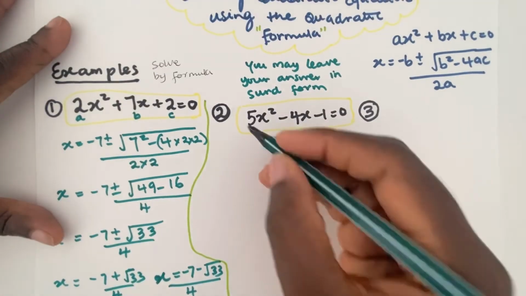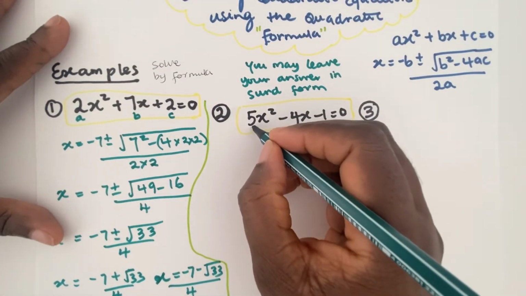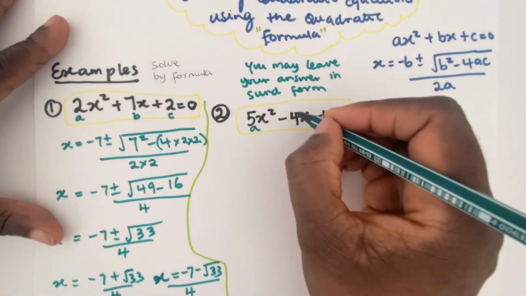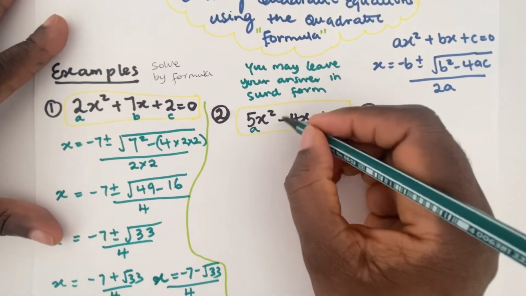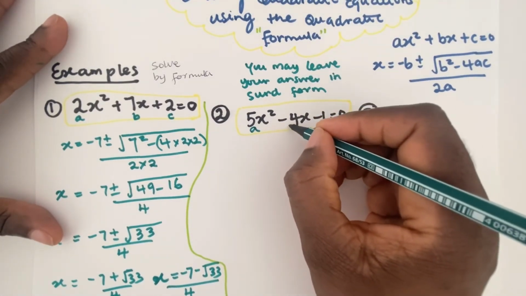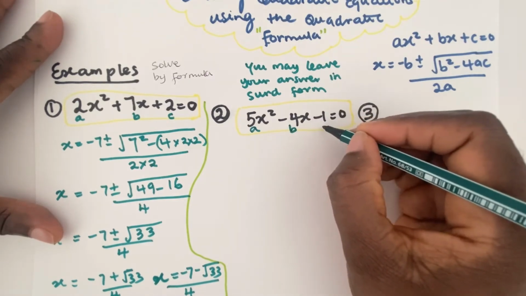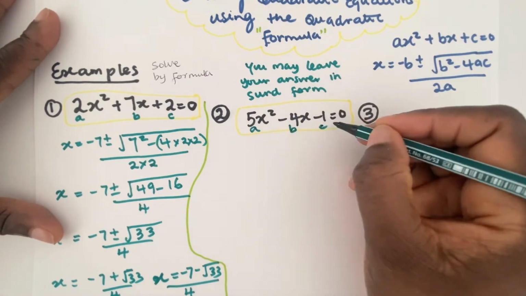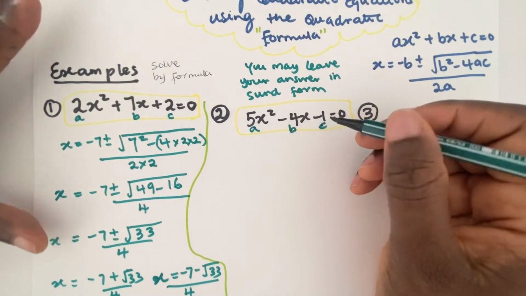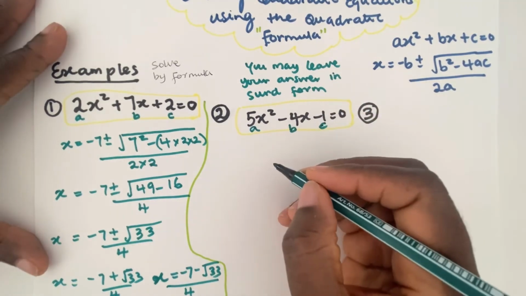Here's another example. A here is 5, b is negative 4, and remember that you must take it along with the sign. So b is negative 4 and c is negative 1. Okay, so you must remember to take it along with the sign or you get your answer muddled up.